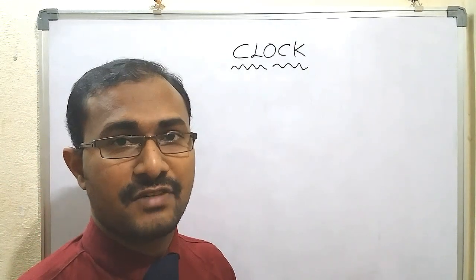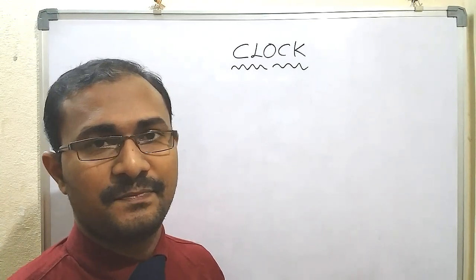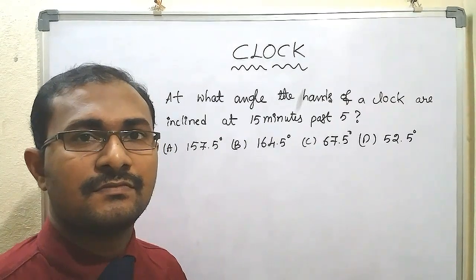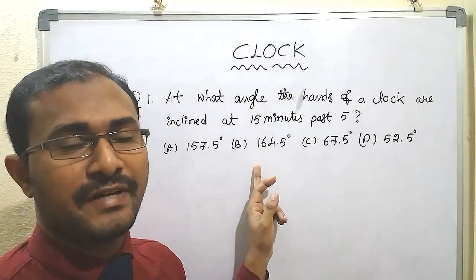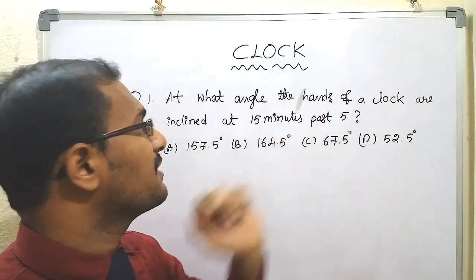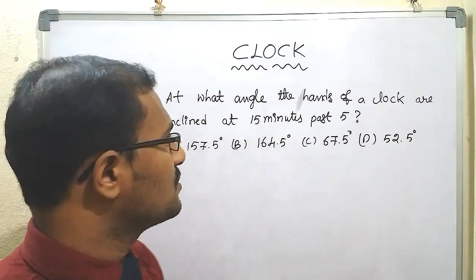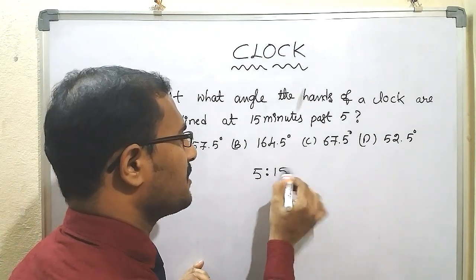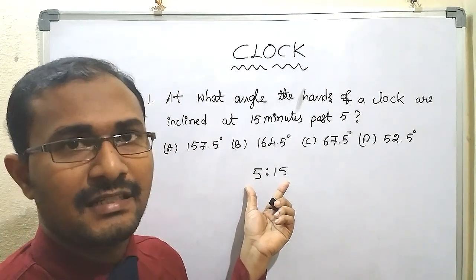Let us consider one question on the same model to find the theta value. The question is: at what angle are the hands of a clock inclined at 15 minutes past 5 o'clock? So the given time is 5:15, and at this time we need to find the angle.